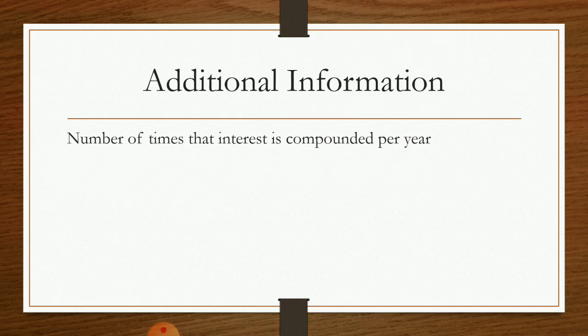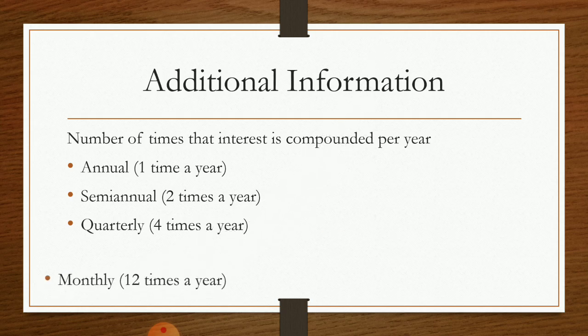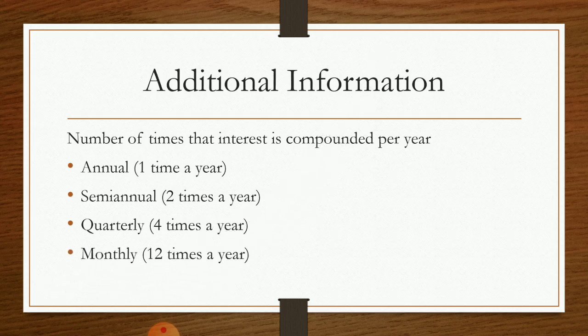So we have additional information. So this is our N, which is the number of times that interest is compounded per year. So if it is compounded annually, meaning to say that is one time a year. If it is semi-annual, that is two times a year. If it is quarterly, then that is four times a year. Monthly will be 12 times a year. And daily will be 365 times a year.